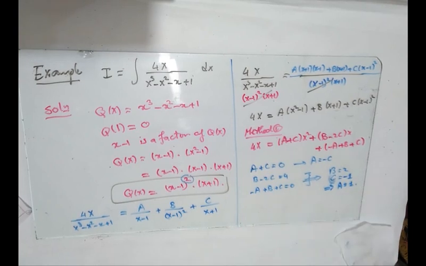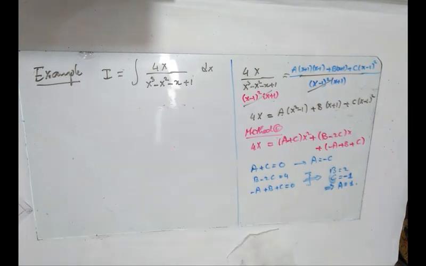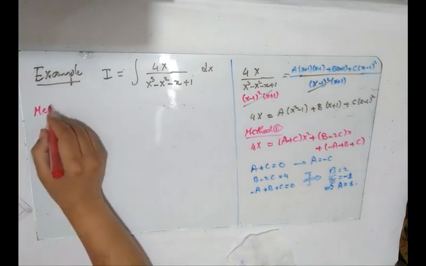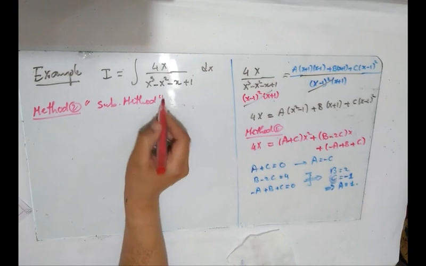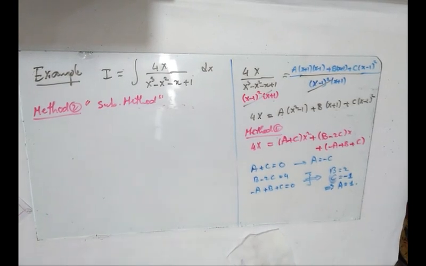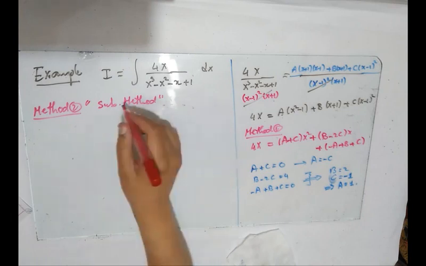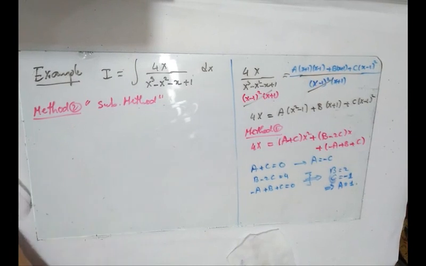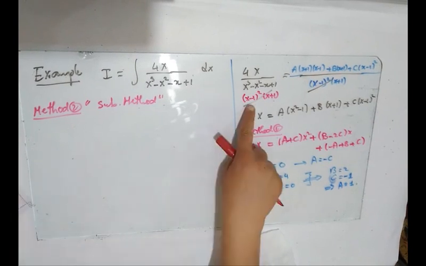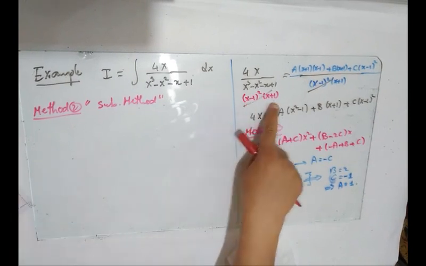So now we calculated the values of a and b and c using the first method. Let's see how we can calculate them using the second one. So method 2, the substitution method, because actually we're going to substitute values of x which will give you 0 in the denominator. So now we know that the zeros of the denominator are 1 and negative 1.